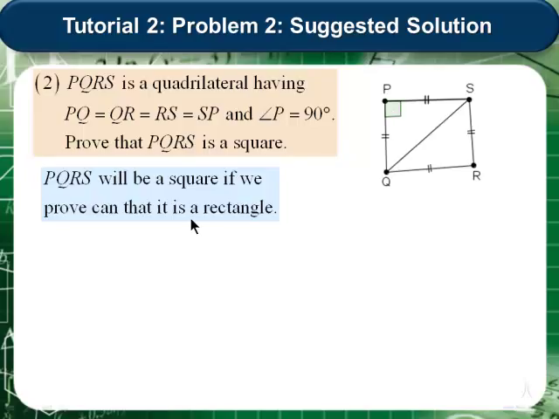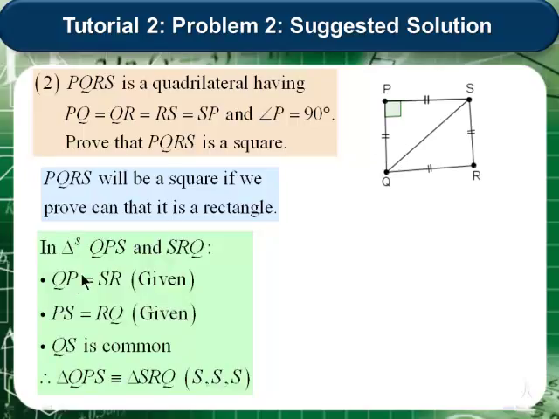And to prove that PQRS is a rectangle, we really need to prove that PQRS is a parallelogram, because if PQRS is a parallelogram and we know that one of the angles is given to be 90 degrees, then according to the definition of a rectangle, it will be a rectangle.